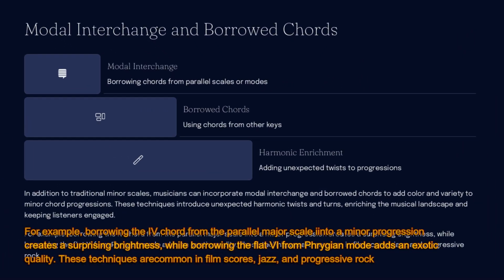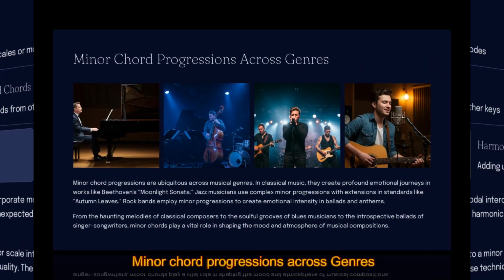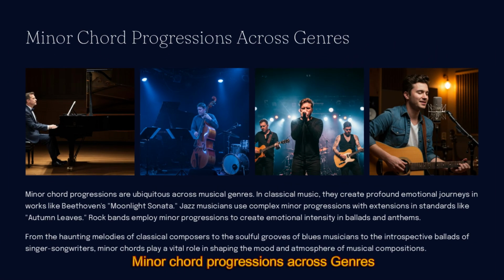For example, borrowing the 4 chord from the parallel major scale into a minor progression creates a surprising brightness, while borrowing the flat 6 from Phrygian mode adds an exotic quality. These techniques are common in film scores, jazz, and progressive rock. Minor chord progressions across genres.